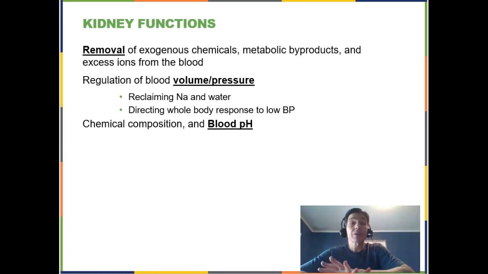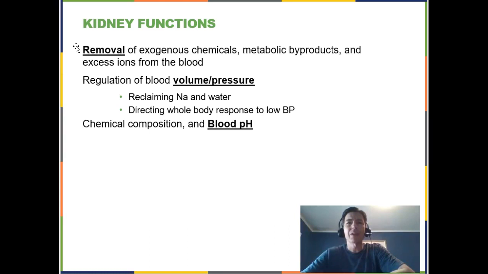So first thing, just a basic overview of what the kidney does. Most of you are probably familiar with the fact that yes, it filters the blood, but because it is a site where blood is processed, a lot goes on there, and it does a lot more than just excrete stuff. So there is, as this says here, removal of exogenous chemicals.